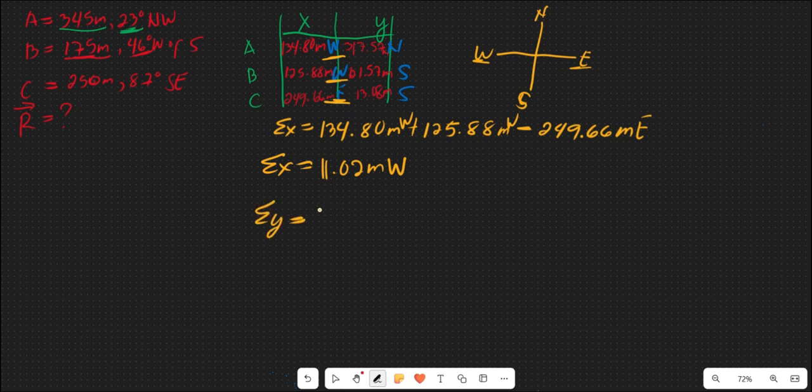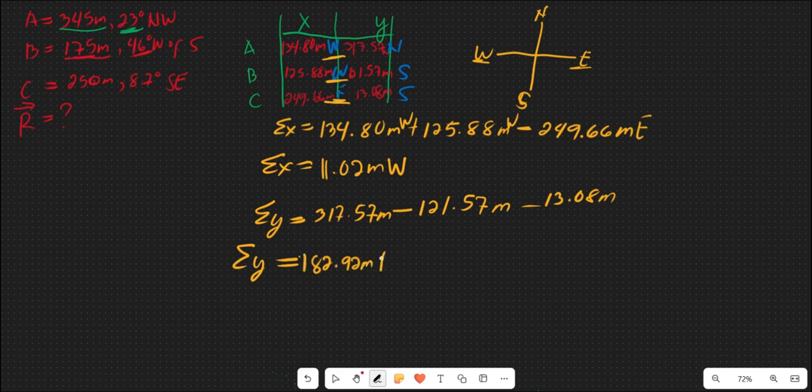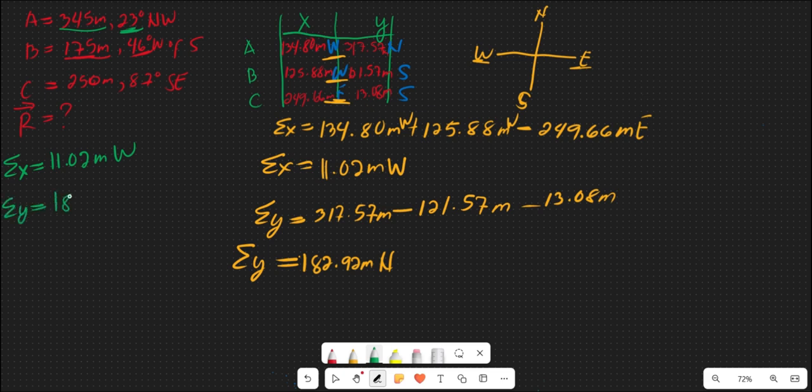Same goes for our summation of y. Let's just add all the y components that we solved. It is 317.57 meters minus 121.57 meters minus 13.08 meters. And let us always take note that opposing directions should have opposing signs. And now we have 182.92 meters going north for our y component. Since we already have the x and y components of the three given vectors, let's take note of that.